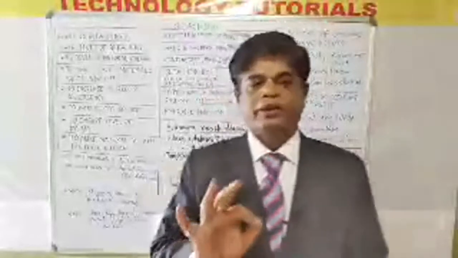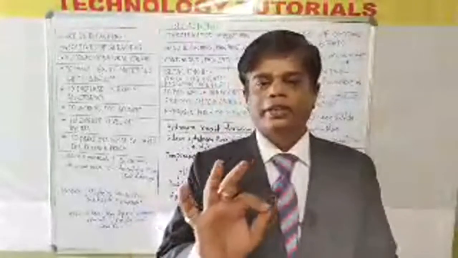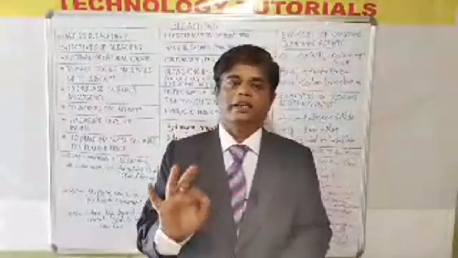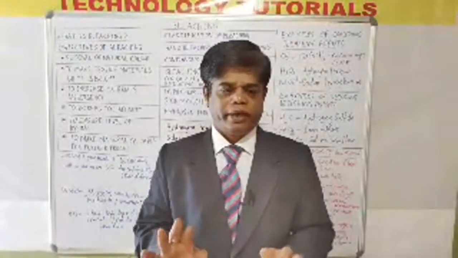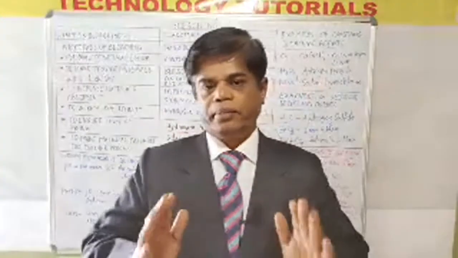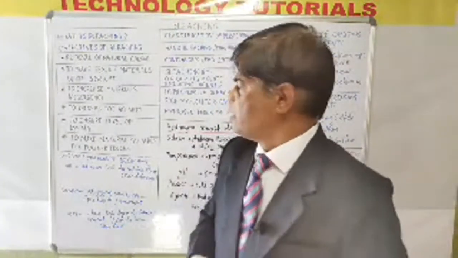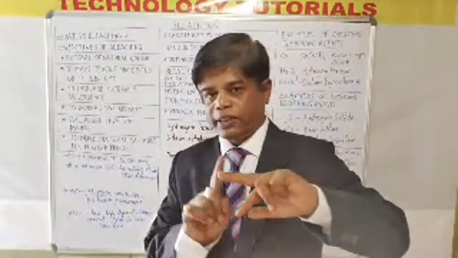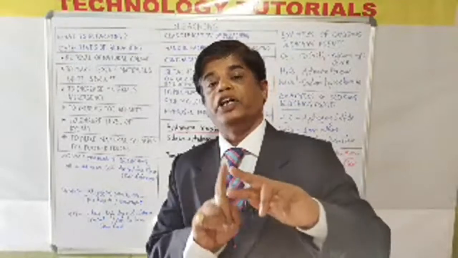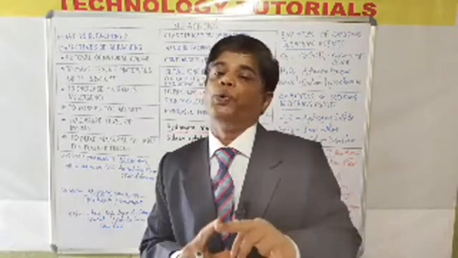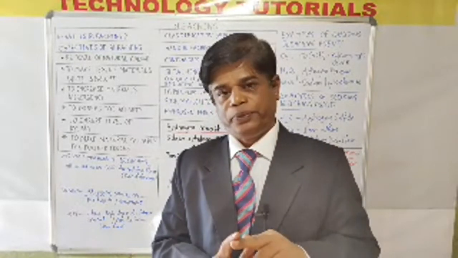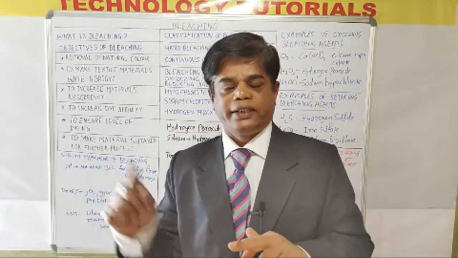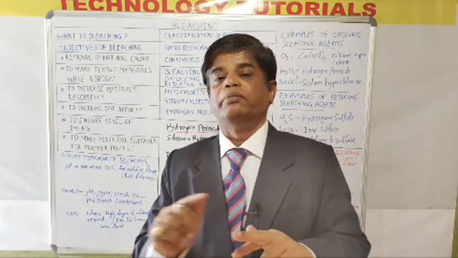One is the oxidation reaction method. The second one is the reduction reaction method. These two methods are used for bleaching. For these two reactions, oxidizing and reducing, different chemicals are used. For the oxidizing reaction, oxidizing bleaching agents are used, and for the reducing reaction, reducing bleaching agents are used.